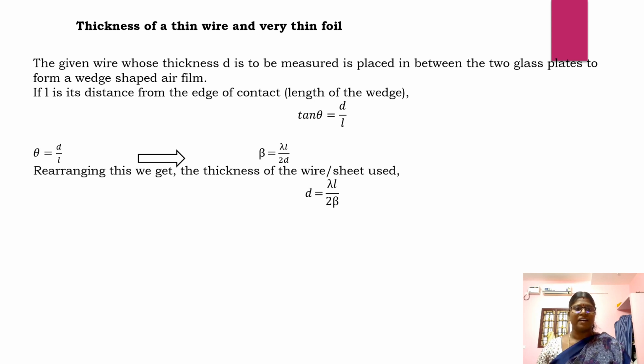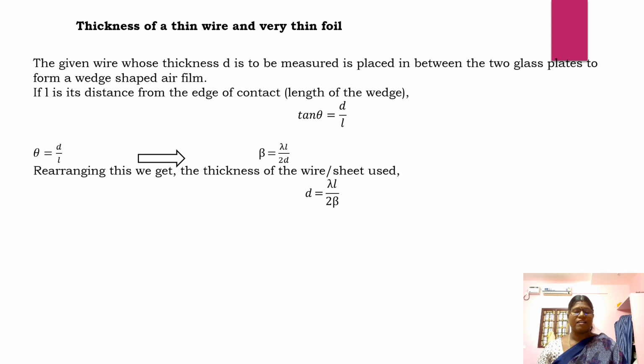is discussed here. The given wire whose thickness D is to be measured is placed in between two glass plates. An air wedge is formed between these two glass plates. If L is the distance from the edge of contact to the wire introduced. So in the previous slide, I have shown that L is the length of the air wedge and D is the thickness of the wire introduced between the two glass plates. So here is the expression for tan theta. Here theta is the angle of the air wedge. Tan theta is equal to D by L.